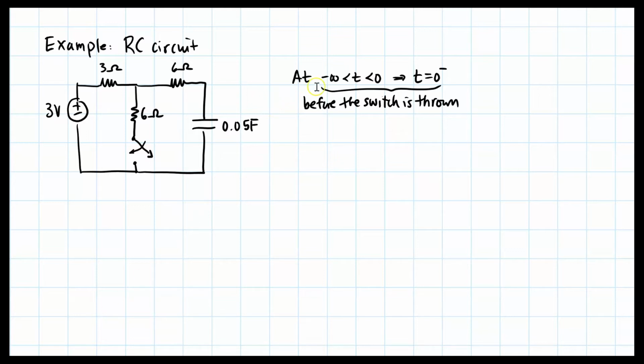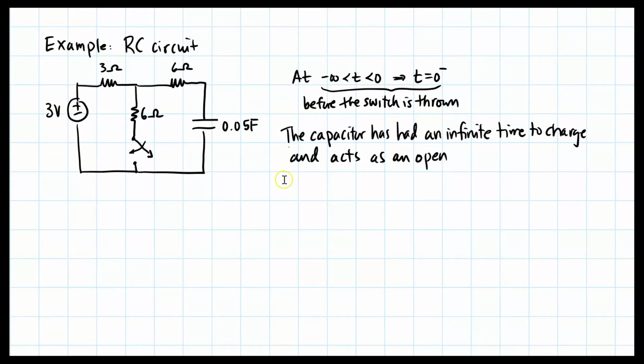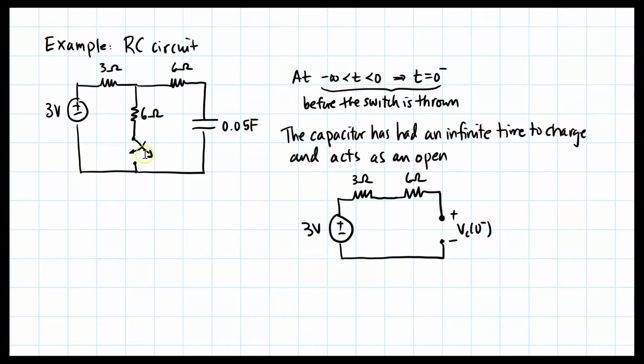The first time is if I'm at a time between -infinity and 0, this is called t equal to 0 minus. 0 minus means before the switch is thrown. What happens to this circuit? The capacitor has had an infinite amount of time to charge and therefore acts like an open. So the circuit then looks like, since the switch is open, that 6-ohm resistor is dead.